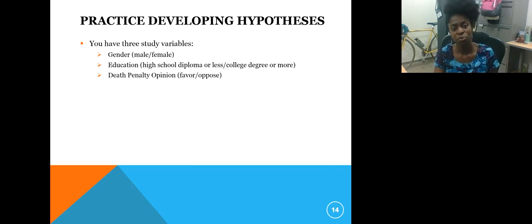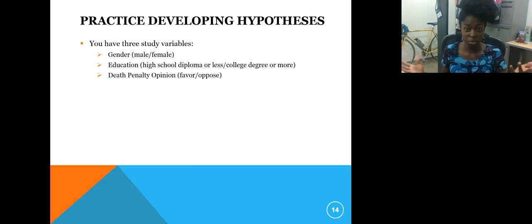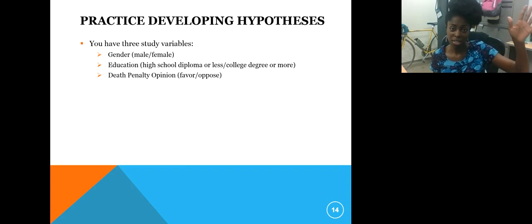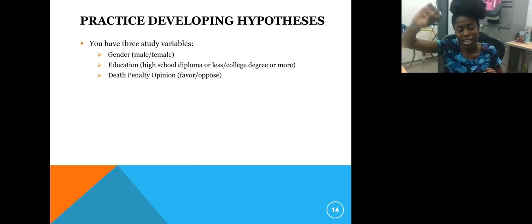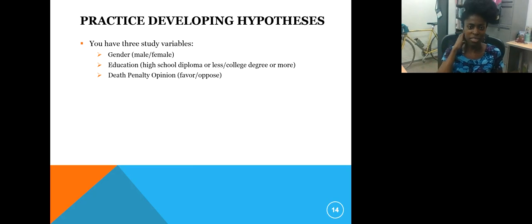For example, we have three variables that we want to test. We want to look at gender, with the two values male and female. We want to look at education. We've also made it a dichotomous variable. It is an ordinal variable, but we made it a dummy variable, where it's everybody that has a high school diploma or less, and everybody that has a college degree or more.